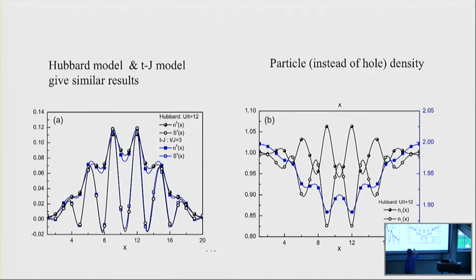So when you measure particles, the spin up would be the black curve, and the spin down would be the open curve. When you have spin up and spin down, you can form the total density, and basically you see everything is oscillating.